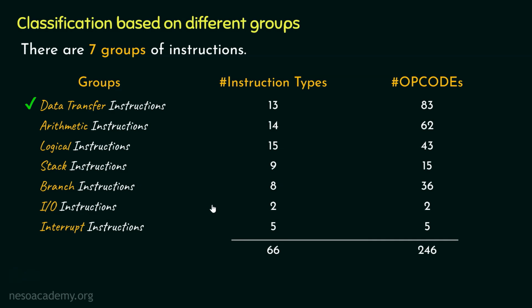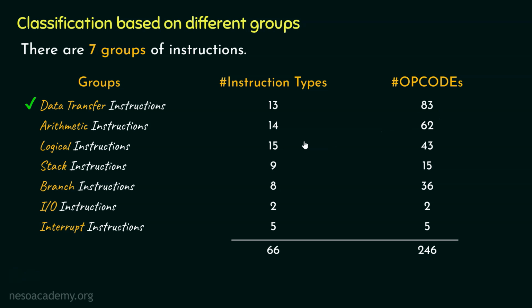Now before we learn about the topics of the day, let me remind you that till the previous session, we have covered all the data transfer group of instructions. And specifically in the last couple of sessions, we have concretized all the knowledge that we gained regarding all the different data transfer instructions. I hope you remember that there were 13 instruction types that we learned so far, through which we covered 83 opcodes.